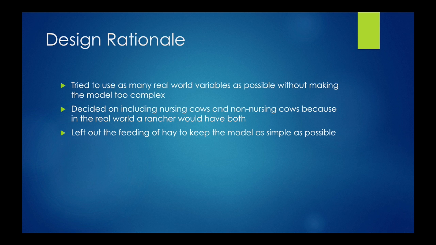So some design rationales to explain why we went about the model the way we did. We tried to use as many real-world variables as possible without making the model too complex. Now, obviously we could have thrown more things in there, but for the sake of time and the course scope, we decided to keep it simple, stupid. So we decided on including nursing cows and non-nursing cows because in the real world, a rancher would have both on the ranch. But we did leave out the feeding of hay to keep the model, again, as simple as possible and just focused on the cow's consumption of grass.